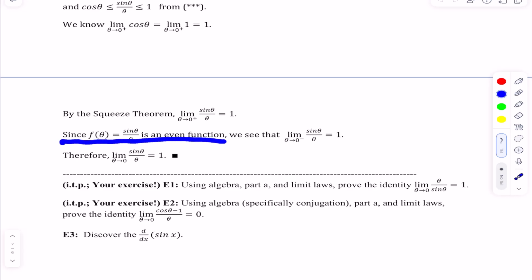Since this is an even function, we could also conclude that the limit as theta approaches 0 from the left will also be 1. Therefore, we actually have the result, or the identity, that we could use to help us understand the derivative of sine of x and the derivative of cosine of x later on.